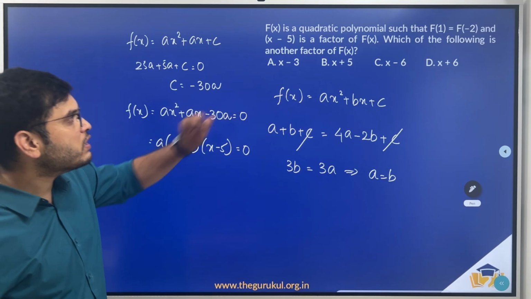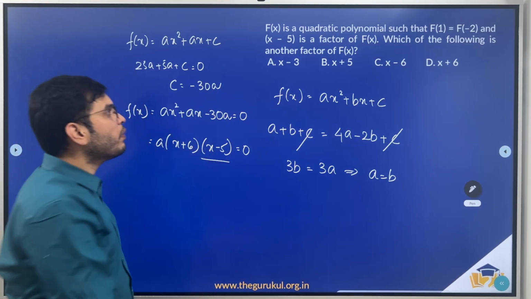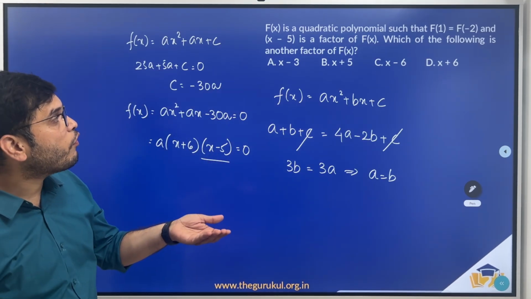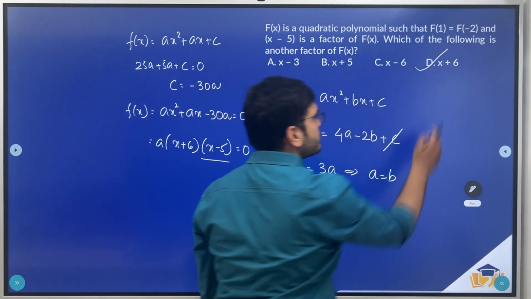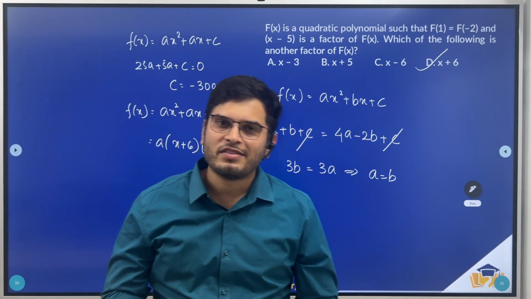Now x minus 5 is a factor of f of x. Yes. Now what was asked? Which of the following is another factor of f of x? It has to be x plus 6. Hence option D becomes the answer to this question.